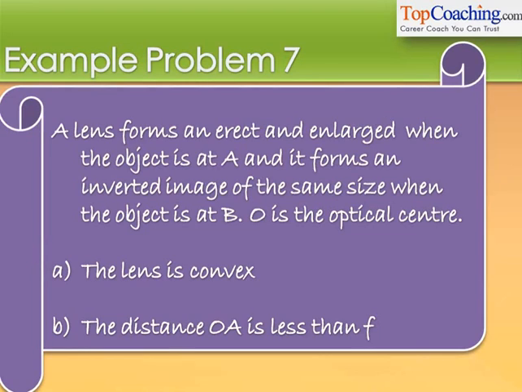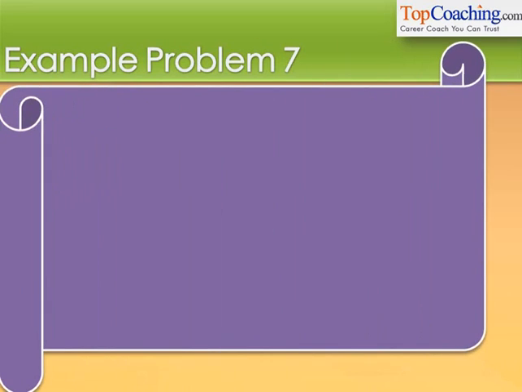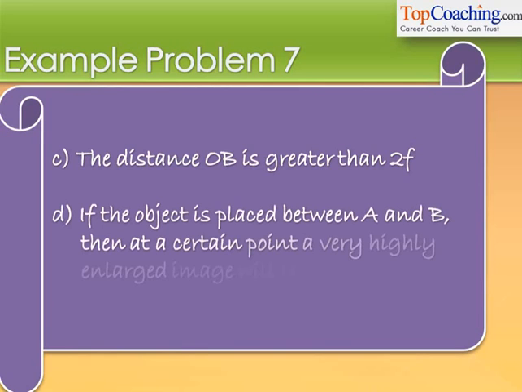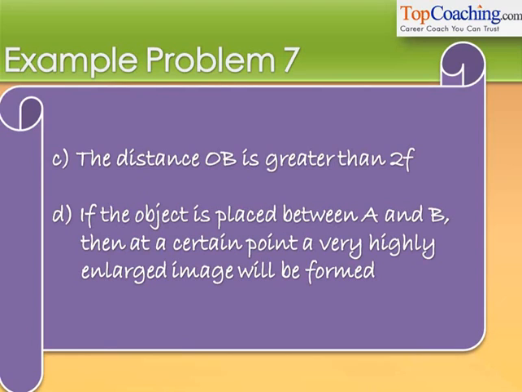The lens is convex. The distance OA is less than f. The distance OB is greater than 2f. If the object is placed between A and B, then at a certain point, a very highly enlarged image will be formed.